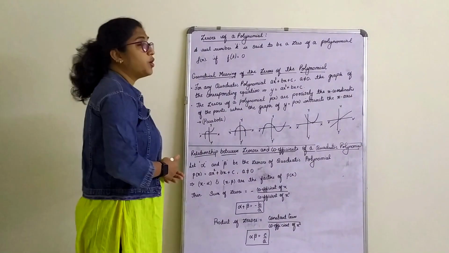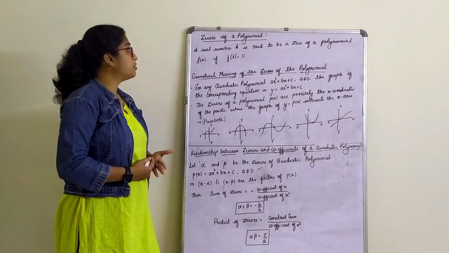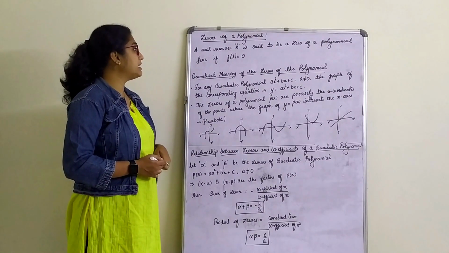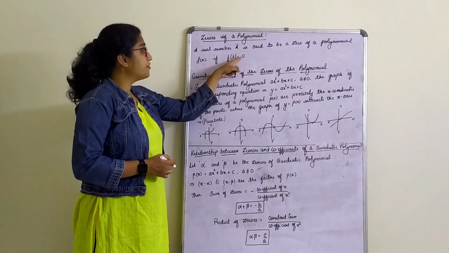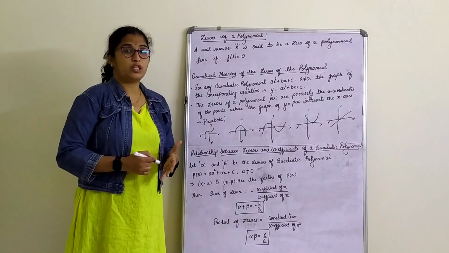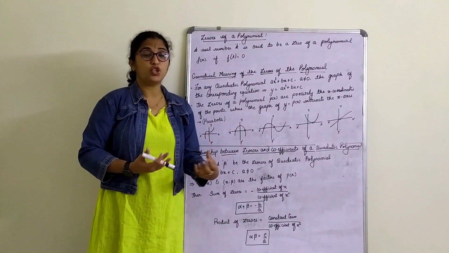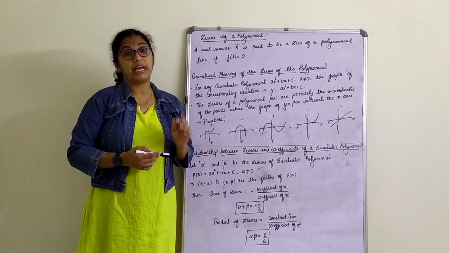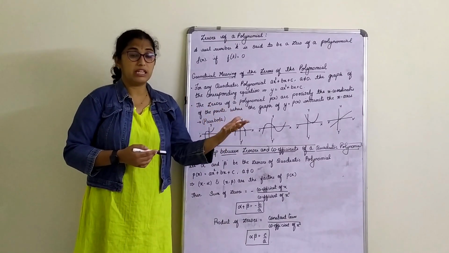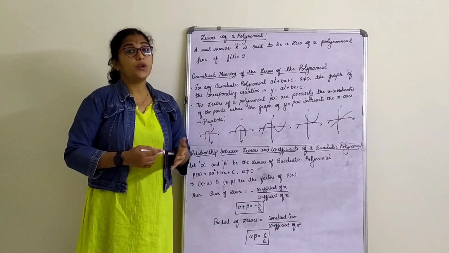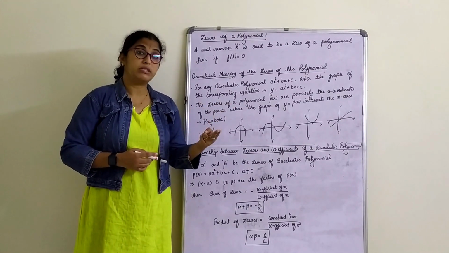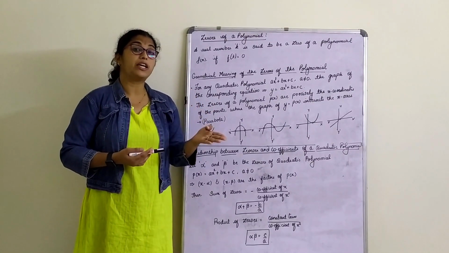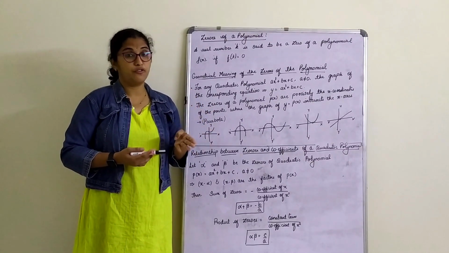We also know about zeros of a polynomial. A real number k is said to be a zero of a polynomial f of x if f of k is 0. That is, a zero of a polynomial is a solution to the given polynomial. A linear polynomial will have only one zero, that is, one solution. A quadratic polynomial will have 2 zeros. A cubic polynomial will have 3 zeros and a biquadratic polynomial will have 4 zeros, right?